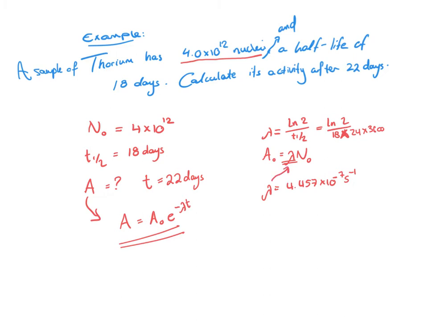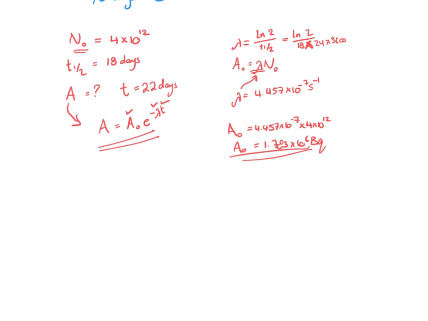So I can use this N naught to calculate the activity. So A naught will be lambda times the original number of nuclei that are undecayed. So my activity will come up to 1.783 times 10 to the 6 becquerels. So that's my A naught. So I have A naught now, I have lambda, and I do have the time as well. In this case, I can still cancel out the timing if I want to, just to make my life a little bit simpler.